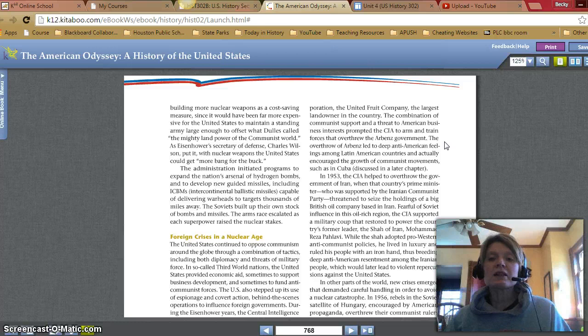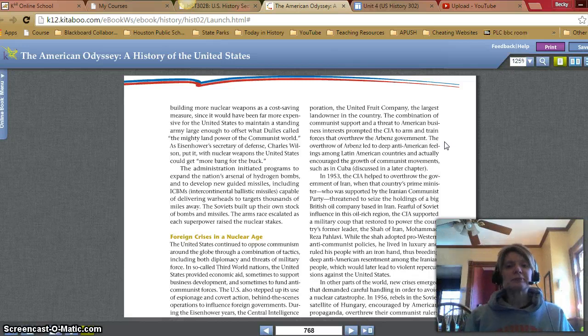The overthrow of Arbenz led to deep anti-American feelings among Latin American countries and actually encouraged the growth of communist movements, such as in Cuba, discussed in a later chapter.